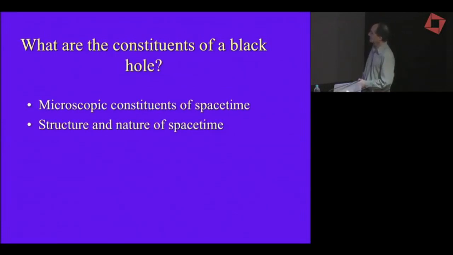So what are the constituents of a black hole that give rise to this phenomenon? This should be related to the microscopic constituents of spacetime itself, because it doesn't matter how black holes were formed. The properties of black holes don't depend on the detailed properties of matter. They really depend on the properties of spacetime itself. And so that's why understanding black holes is understanding the nature and structure of spacetime.